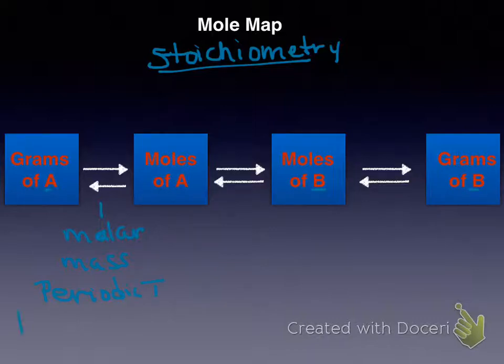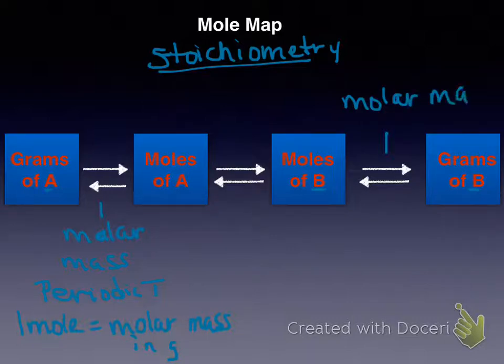Okay, and we know that 1 mole of a substance is equal to its molar mass in grams. So we could say the same thing up here. Okay, we need the molar mass, I'm going to abbreviate, from the periodic table. So if we wanted to go from moles of a substance B to grams of a substance B, we would do the exact same thing using that molar mass.